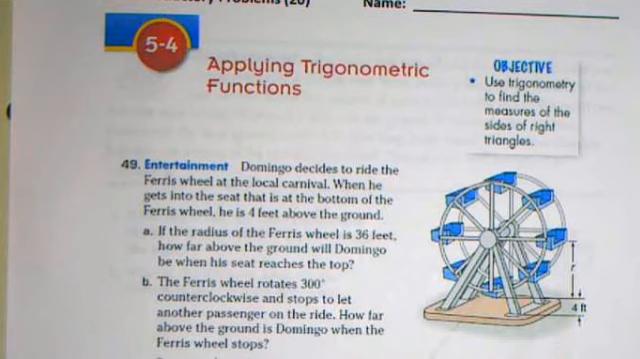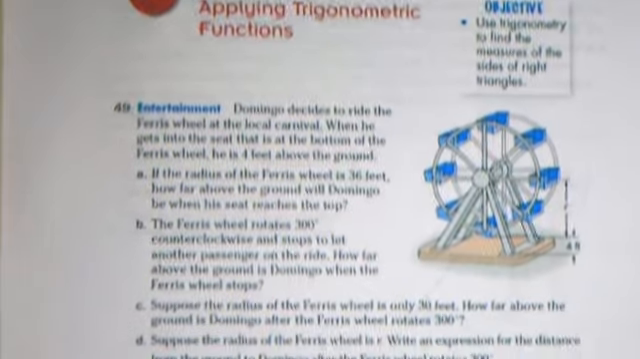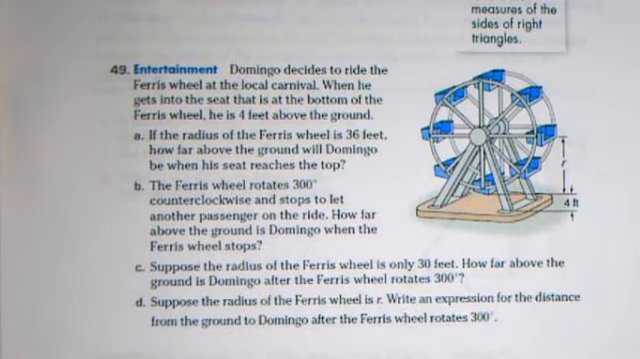In this video we're going to do some problems on the introductory problem page, applying trigonometric functions 5.4 in our text. This first problem, number 49, deals with a seat on a Ferris wheel as it rotates around. So let's look at the problem.